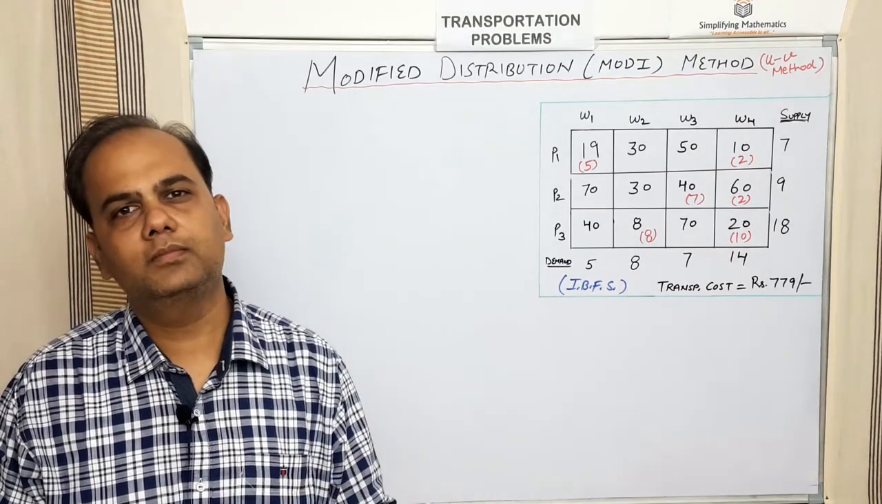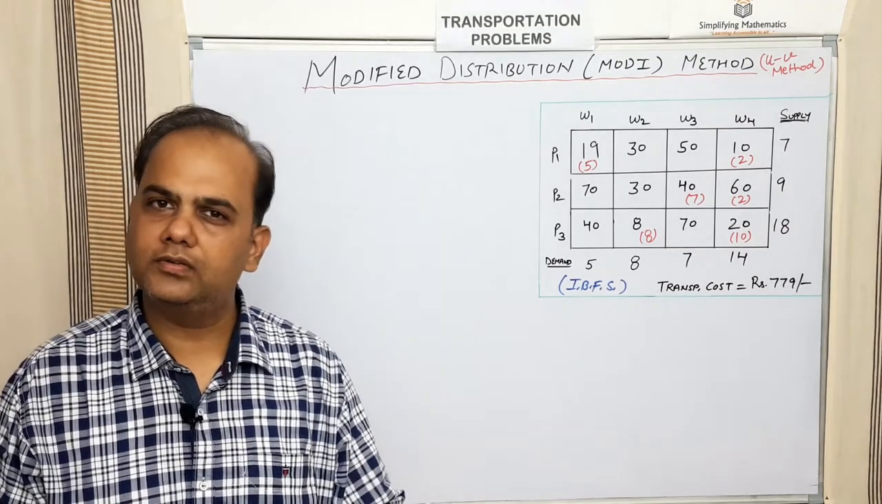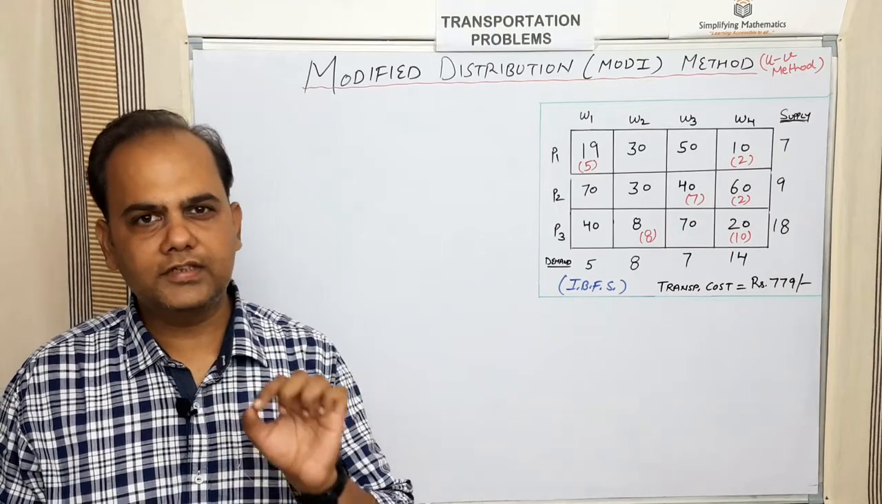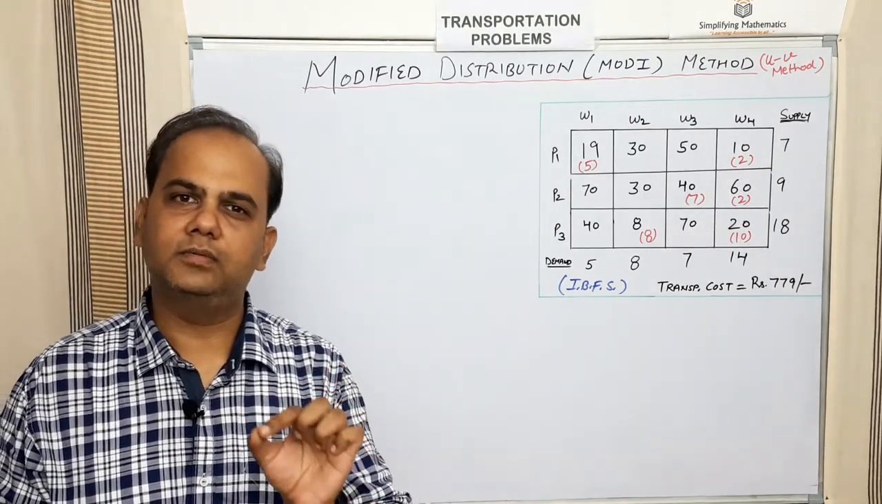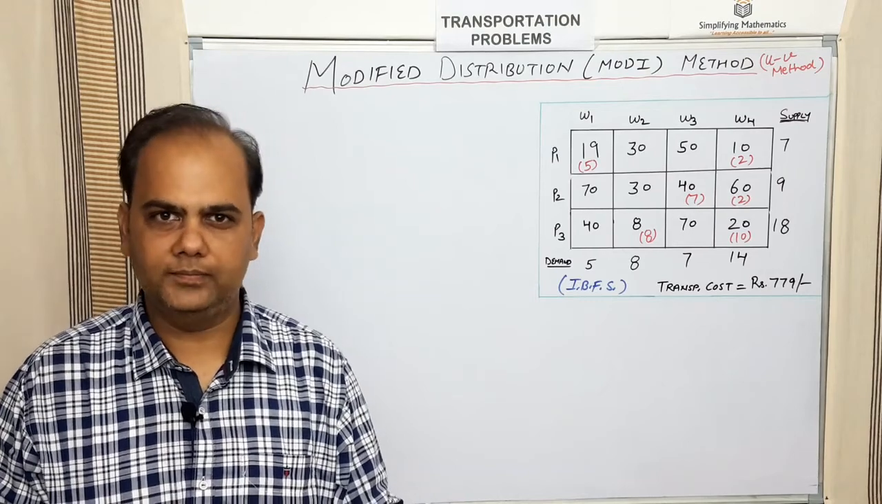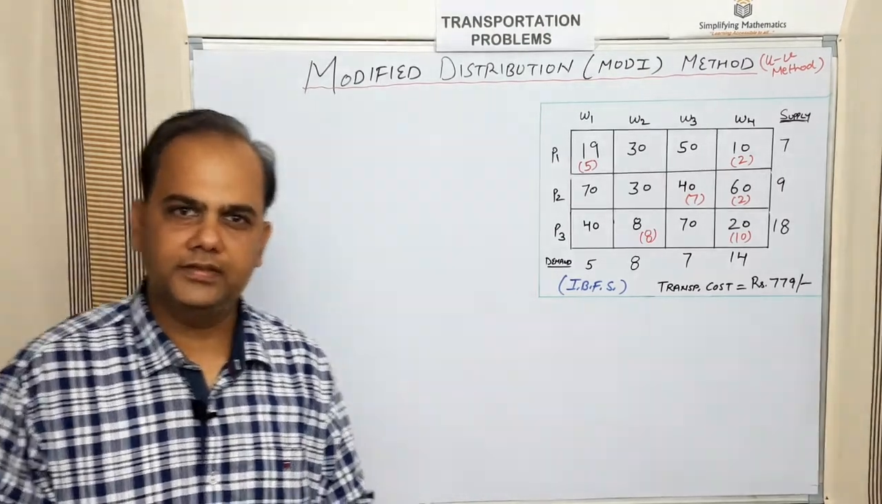Today we are going to learn about the modified distribution method, also known as the MODI method. This method is used for performing the optimality test on the basic feasible solution of the transportation problem. So let's learn about this method.